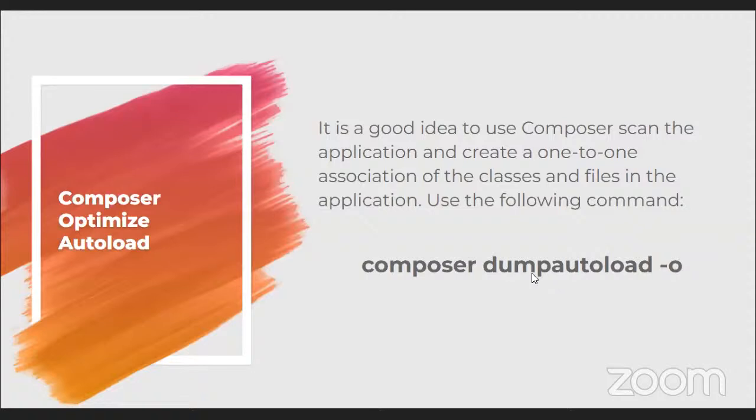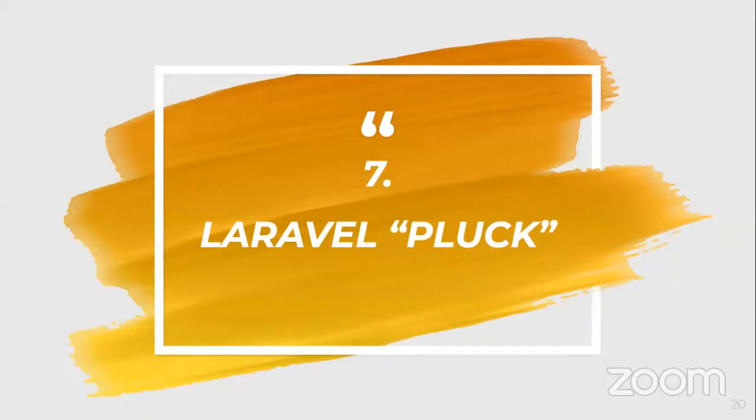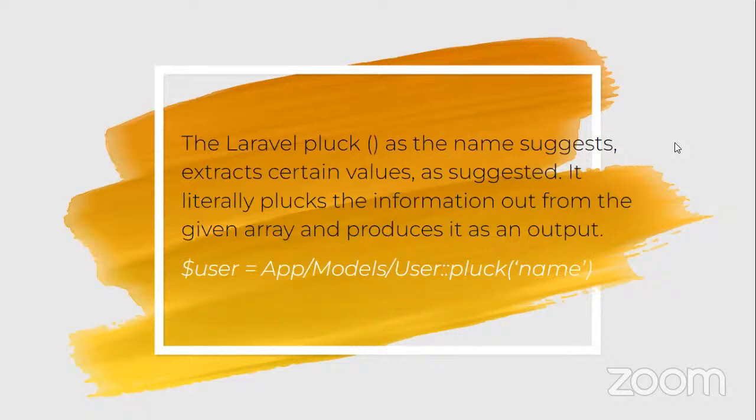Then lastly, we have the live log. So this is an Eloquent command which helps to pluck a particular column on your database table, so that instead of retrieving all of the columns under the table, it gets just the particular column you need.